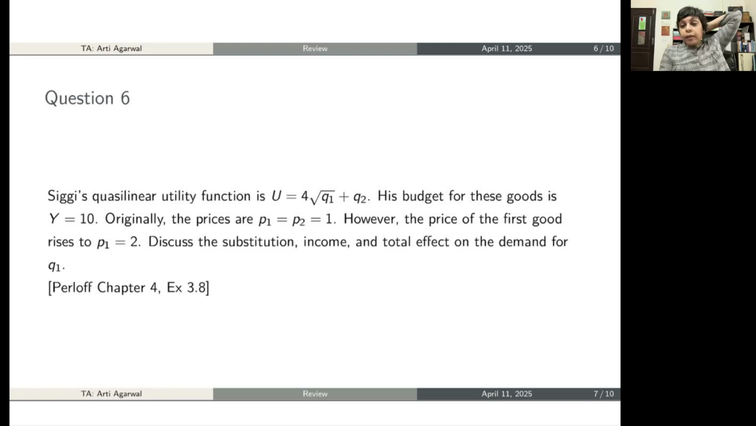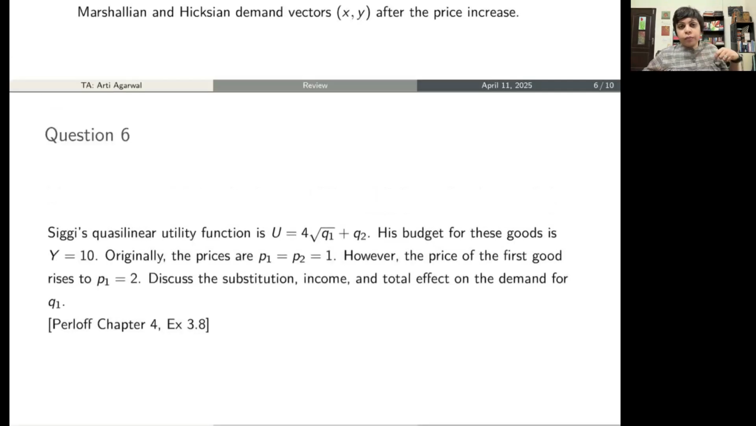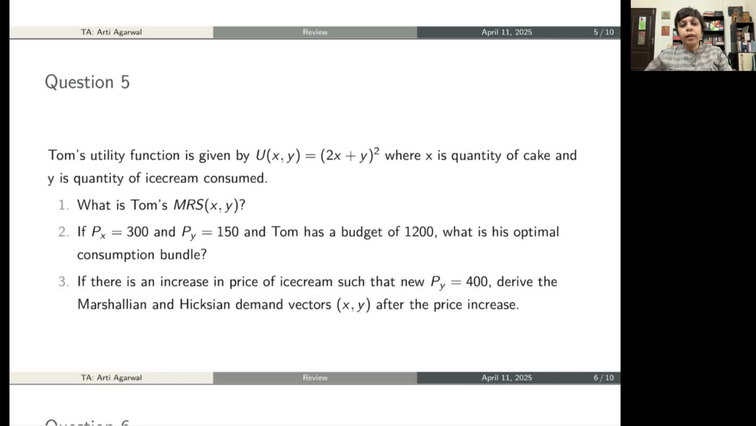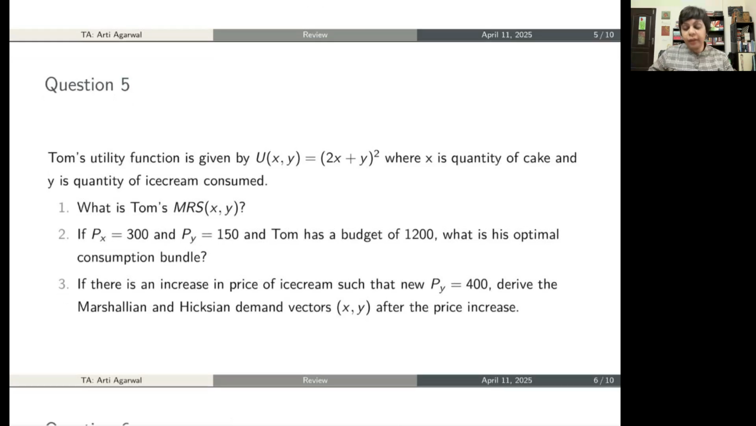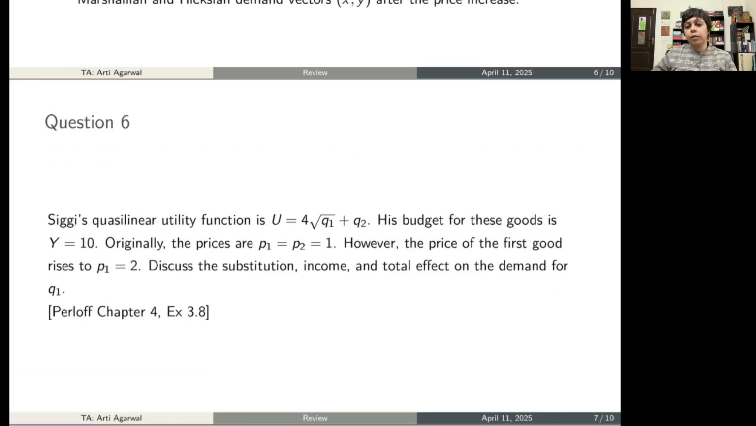Just make a note of the fact that in this question, q1 and q2 are not perfect substitutes. This is a quasi-linear utility function. If this were 4q1 plus q2, this would become perfect substitutes, like how we did in the previous question. In that function, 2x plus y whole squared, we can express utility in the functional form of ax plus by, right? But this is not ax plus by because q1 has a square root sign. They're not a linear composition.